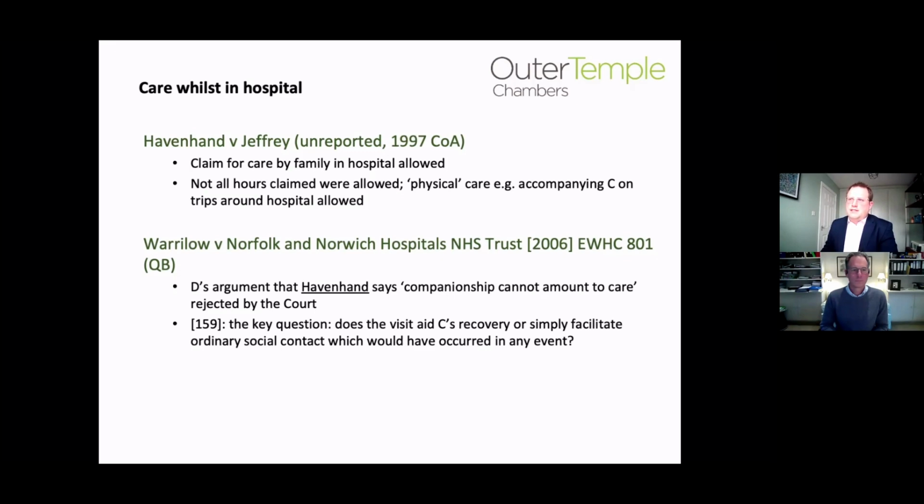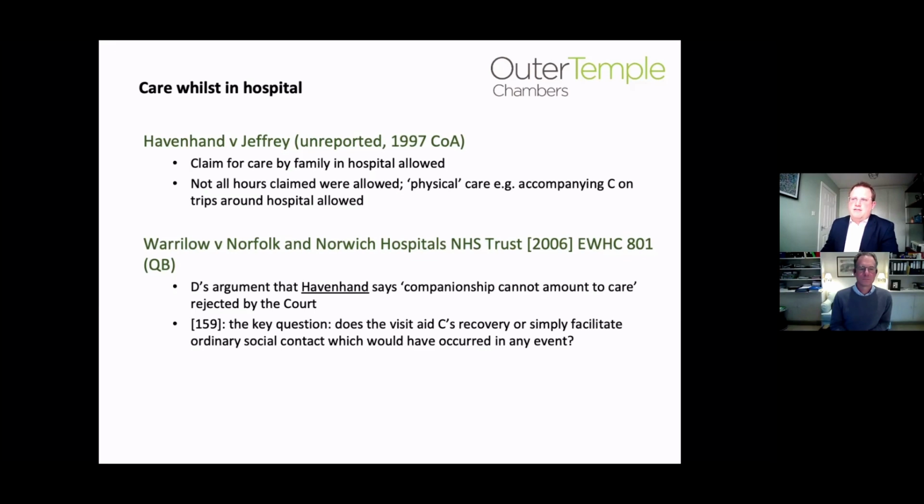However, compensation for such care provided will be recoverable, provided that it is an aid to the claimant's recovery rather than facilitating ordinary social contact, which would have occurred in any event. Such an example can be found in the unreported decision of the Court of Appeal in Havenhand and Jeffrey. An issue on appeal was whether or not the award of damages for care provided by the claimant's family whilst he was in hospital was recoverable or not. At first instance, 400 hours of gratuitous care had been allowed, which was reduced to 100 hours upon appeal.